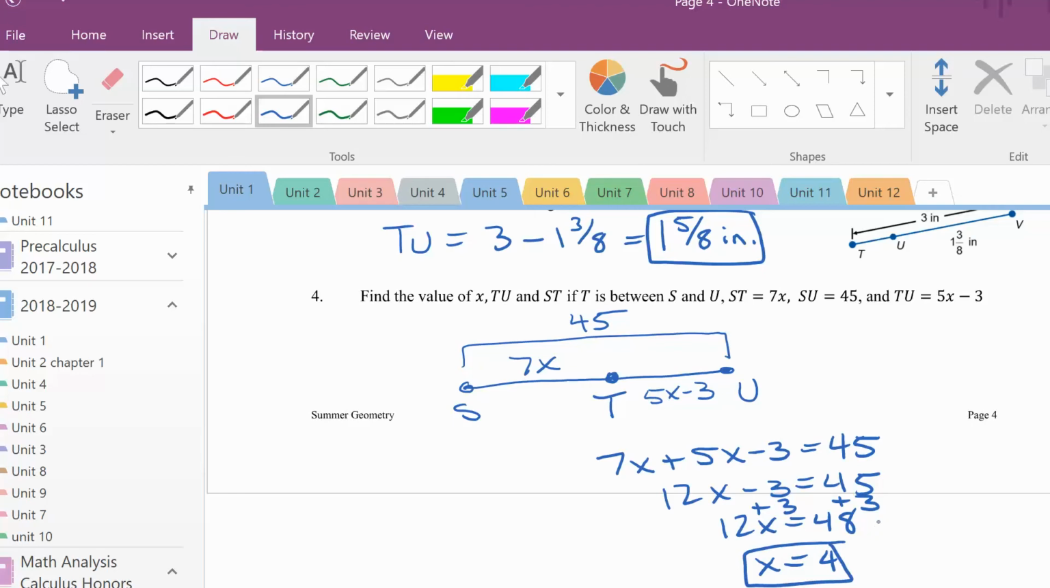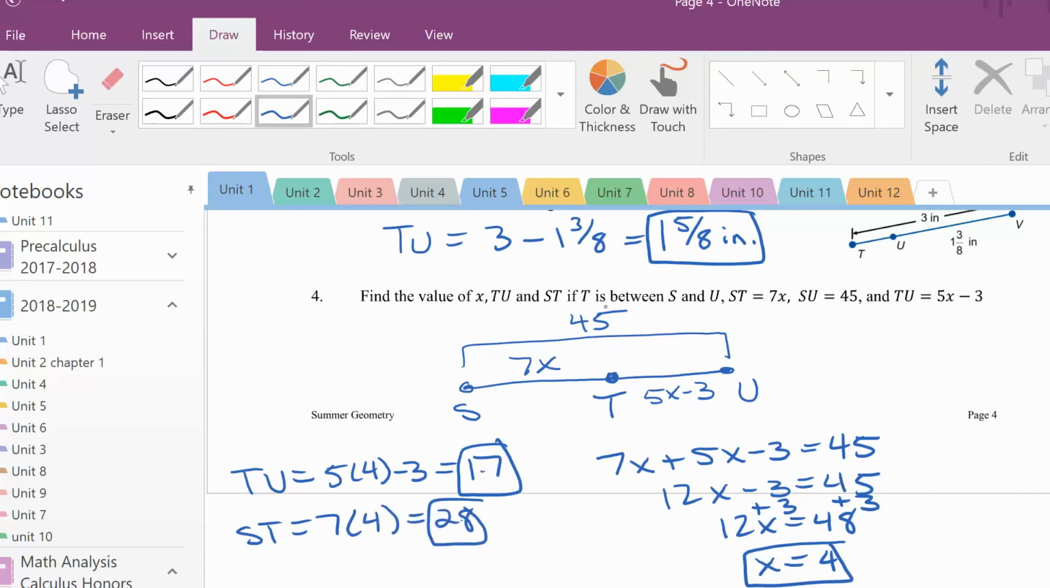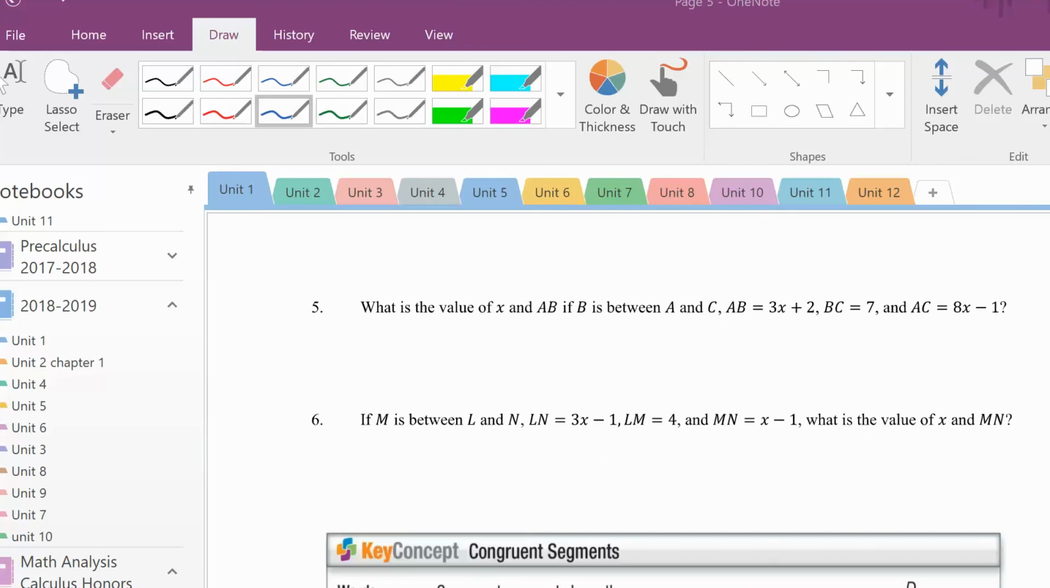So now it says to find the value of x, well, we did that. TU is 5 times 4 minus 3, which is 17. And then it wants ST, well, that's 7 times 4, which is 28. And notice 28 plus 17 is 45. So it all works out. So now it says, what is the value of x and AB if B is between A and C? So go ahead and try this one on your own, and actually try the next two on your own, and then we'll go over the answers.